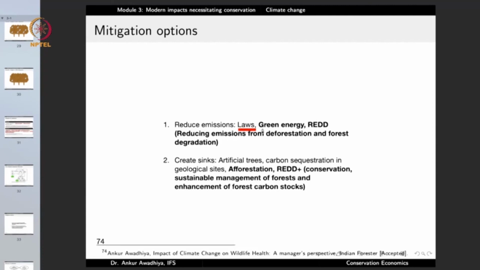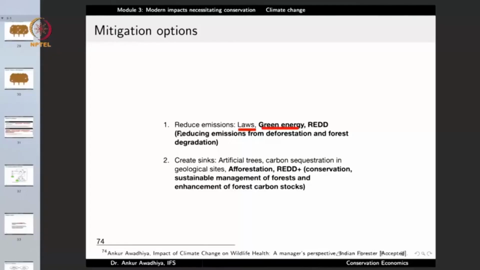Other options with us are use of green energy. Now, green energy such as solar cells takes off our dependence on the fossil fuels. So, if in place of using a thermal based power plant, we have shifted to say solar power plants, in that case, the emissions because of the burning of coal will be gone. So, we will be acting in a way to reduce the emission.